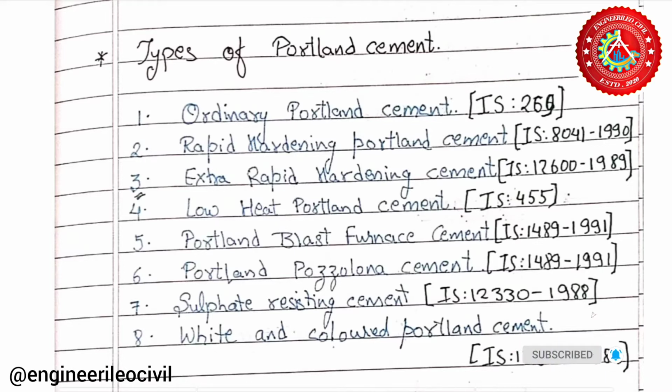The next is white and colored Portland cement. The color is obtained by adding pigments to ordinary Portland cement or white cement. Pigment should be permanent and chemically inert. The percentage of iron oxide is limited to 1%. Sodium aluminate fluoride is added to act as the flux in the absence of ferrous oxide.